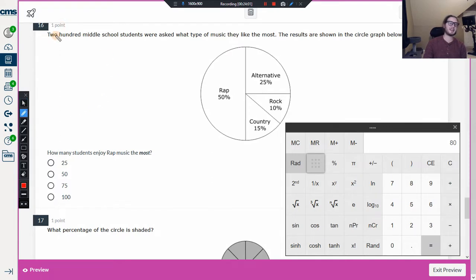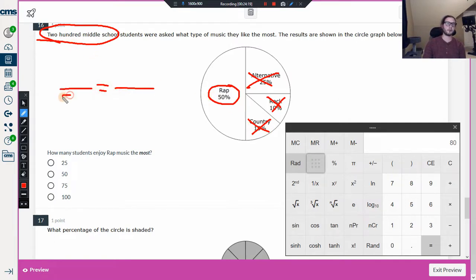So we needed the total, which it told us up here, 200, and we needed either a part or a percent. And they told us a percent right here. This information we didn't even need in the first place. All we needed was the total and this percent. So the total is 200 students. The percent is 50%, and it's out of 100.